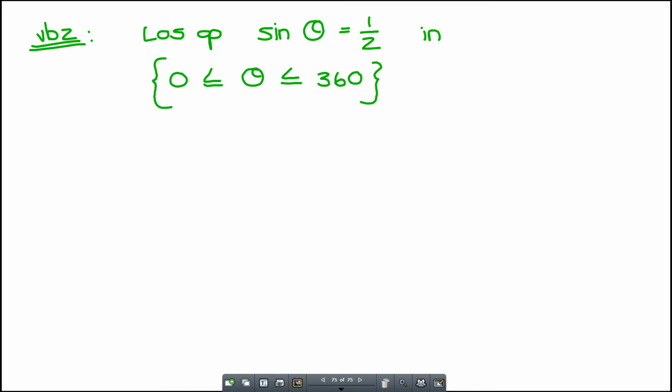Okay, now this is just a different way of asking it. Same thing. Sien jy, ek gee vir jou sin theta is gelyk aan 'n half, nee? And then this over here is my restriction. So what am I actually telling you? That theta must be between 0 degrees and 360, nee? So dis my interval tussen 0 en 360.